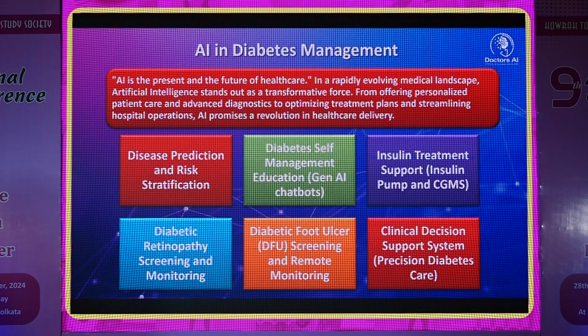Now let's get into the use of AI in diabetes management. Look at the 6 blocks which come on your screen. You will be finding a lot of application of AI in disease prediction and risk stratification. You will be finding the use of AI in diabetes self-management education in generative AI chatbots. I'll give you an example of that. There's a lot of use of AI in insulin pumps, in retinopathy screening, in foot ulcer monitoring, as well as in clinical decision support systems. And this is going to be a very important step towards precision diabetes care.